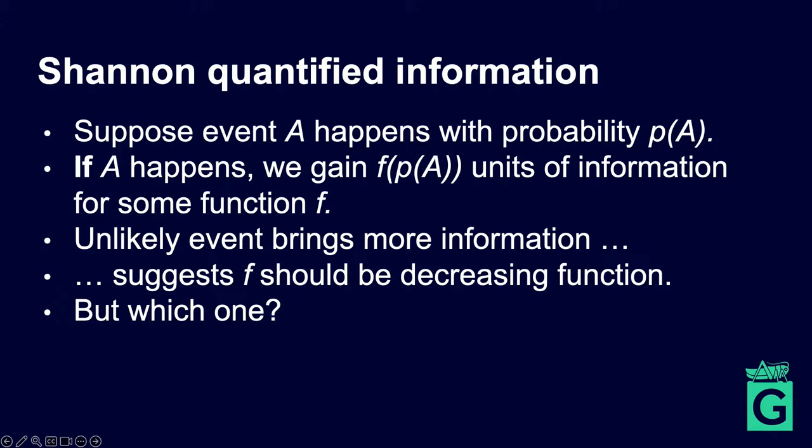His first insight was that it should be a function of the probability. There should be some function F such that the amount of information that we gain is some function of the probability. Then he thought about this some more, and what he realized is that unlikely events bring us more information.